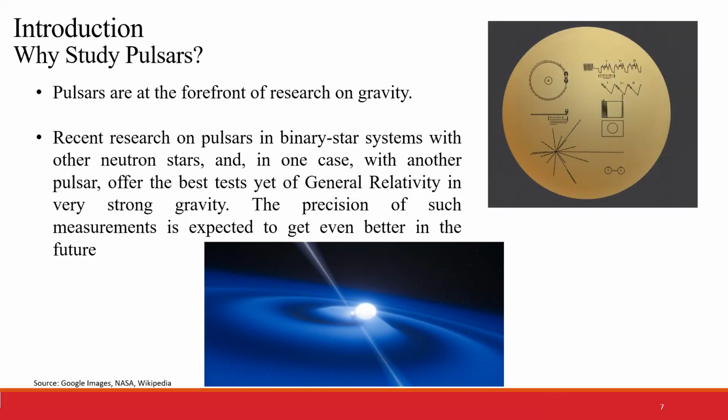The top right image depicts NASA's Voyager Golden Disk. In it, the bottom left image depicts the location of Earth with respect to different pulsars in the Milky Way. This shows that pulsars can also be used as a sort of interstellar GPS.